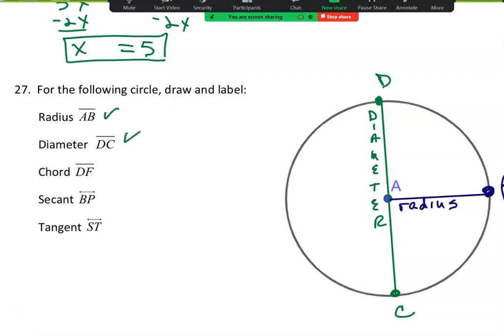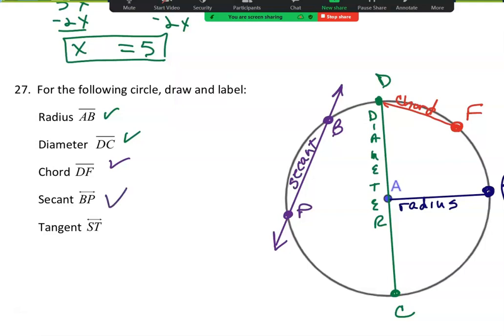Chord. Chord is inside the circle. So I can go from, say, they want D at DF. So I have to start at D, and I'm going to hit the circle here. That is a chord. Okay, next. Secant. Okay, a secant is a line that hits the circle in two places. It has to be a line. That means I'm going to put arrowheads on it. And I'm going to make the two places it hit the circle the letters that I need. Okay, so this is a secant.